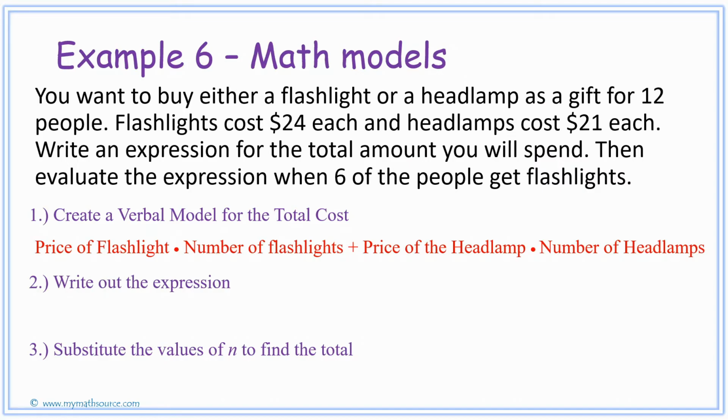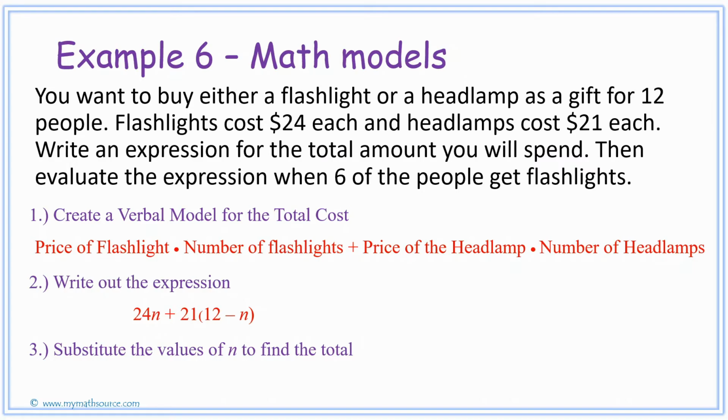Once you've got a verbal model, it makes it easy now to come up with the algebraic expression because now you can assign variables. So for flashlight, you can use any variable of your choice. Let's just use n again. So 24n, because the price of the flashlight is $24. I don't know how many flashlights I will have, so I just use an expression. So when I come up with how many I have, I just substitute it in there. Plus the price of the headlamp, which is 21 times 12 subtract n. And the reason why we're saying 12 subtract n is because there are 12 people in all.